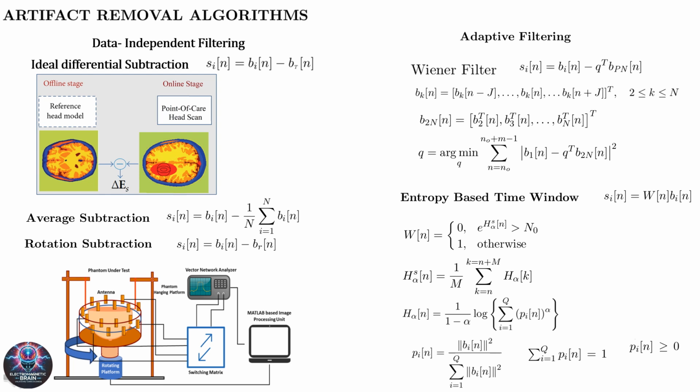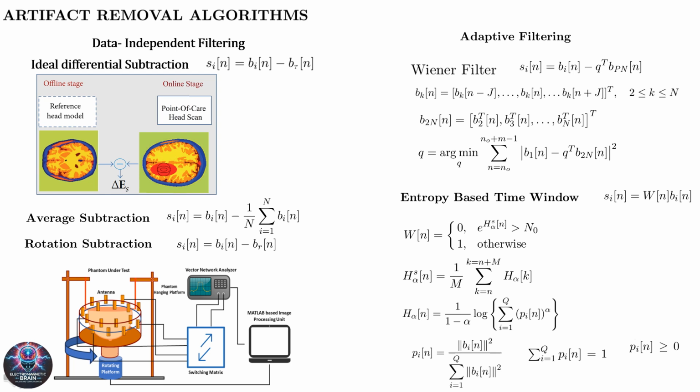The ideal differential subtraction method subtracts a reference head model signal, BR, from the current brain scan signal, BI, to remove known artifacts. The difference between the reference and real-time scans eliminates the constant skin layer effect, revealing deeper tissue structures more clearly. In average subtraction, the skin clutter is reduced by subtracting the average value of the received signals, removing repetitive patterns across multiple measurements.